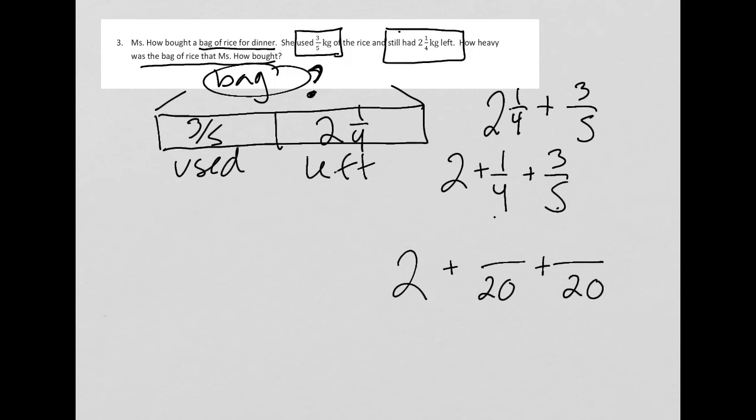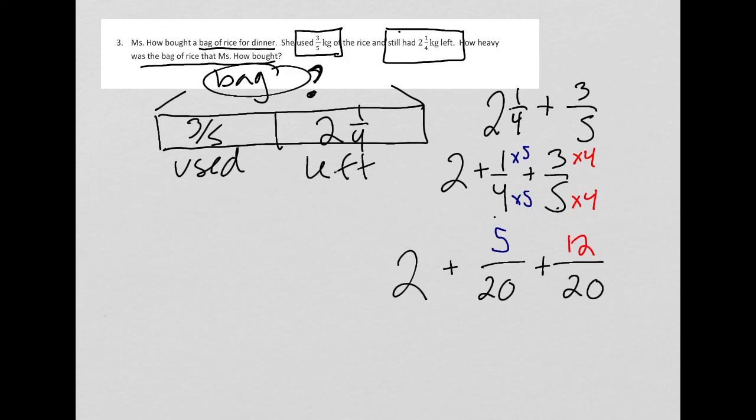But I need to change my numerators. I need to make sure that they match. So 4 times what is 20? Well, 4 times 5 is 20. So I'm going to do 1 times 5. And 5 times what is 20? Well, that's 4. 5 times 4 is 20. So then I'm going to do 3 times 4. So 3 times 4 is 12 20ths. And 1 times 5 is 5 20ths. So my new equation is going to be 2 plus 5 20ths plus 12 20ths.